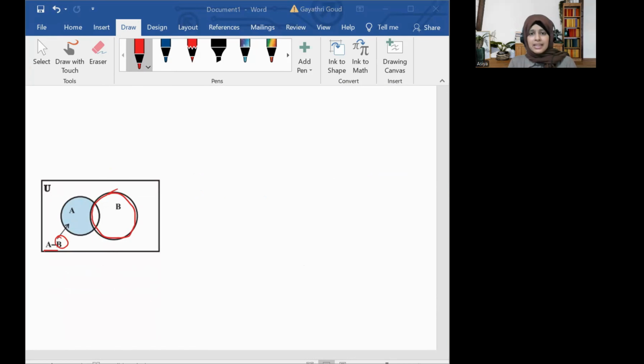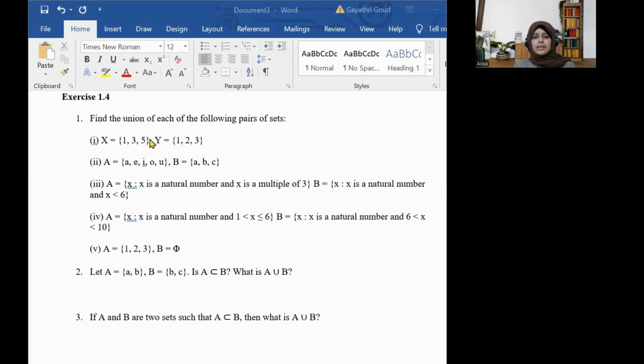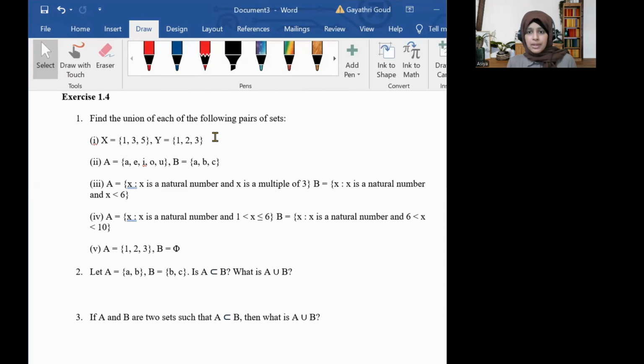Now let us start the exercise. That is your exercise 1.4. Now here is our exercise 1.4 from the textbook. Let's start this. Let's read the first problem. Find the union of each of the following pair of sets. That means I will have to find X union Y. So let us do it. X union Y. What do you think it would be?